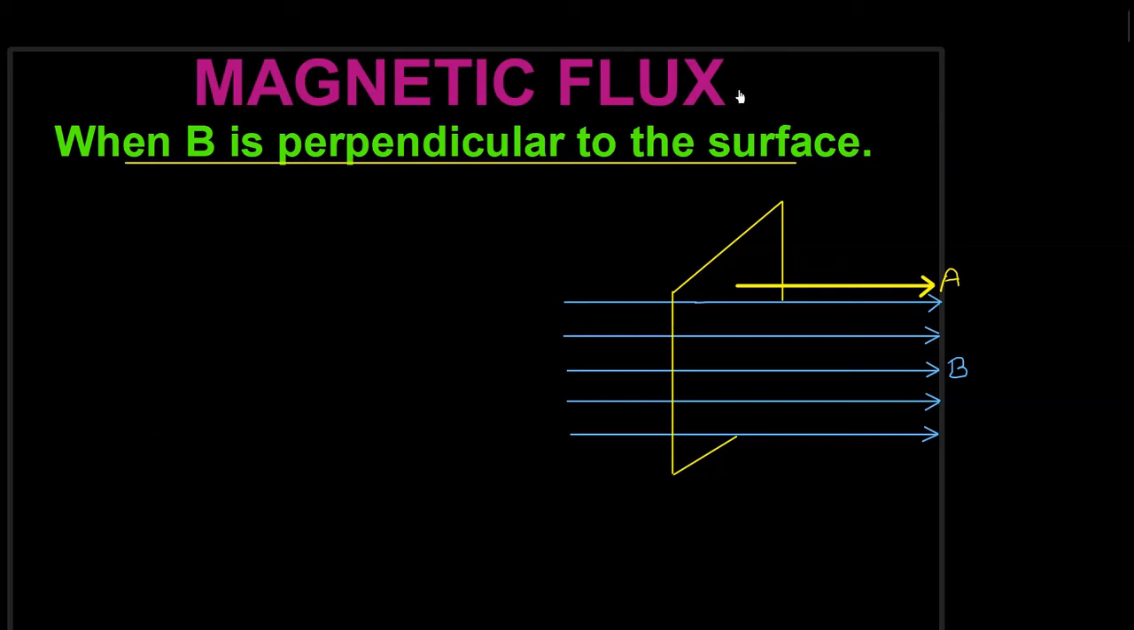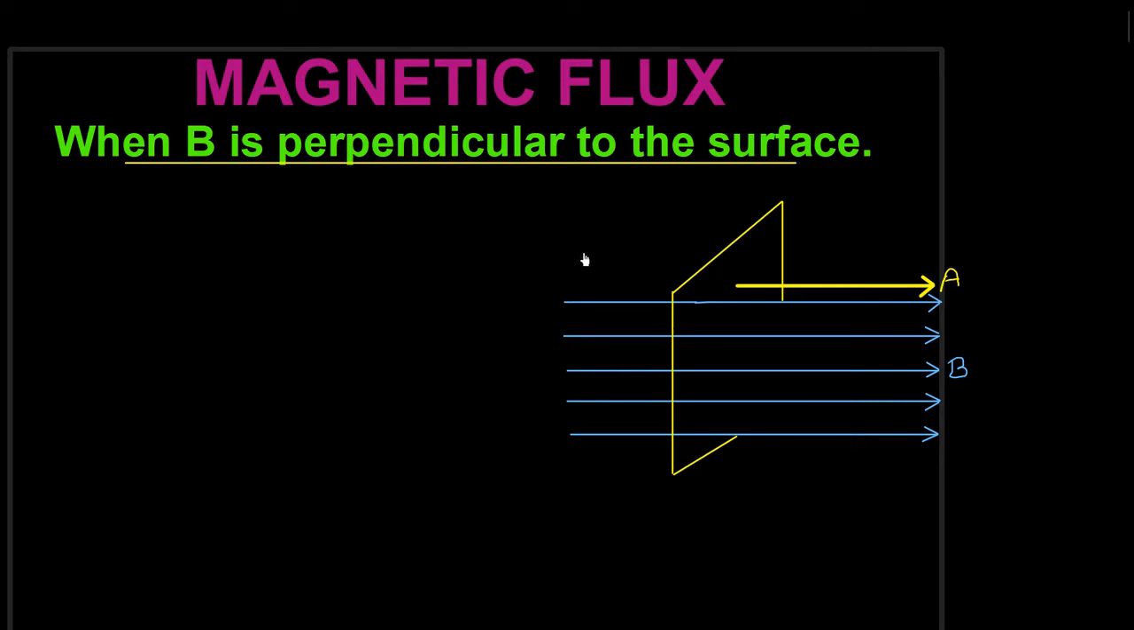Magnetic flux. Let us consider the situation when magnetic field is perpendicular to the surface. Consider a uniform magnetic field B, which is perpendicular to a plane surface of area A, represented by the area vector A. In this case, the magnetic field and area vector are parallel to each other.